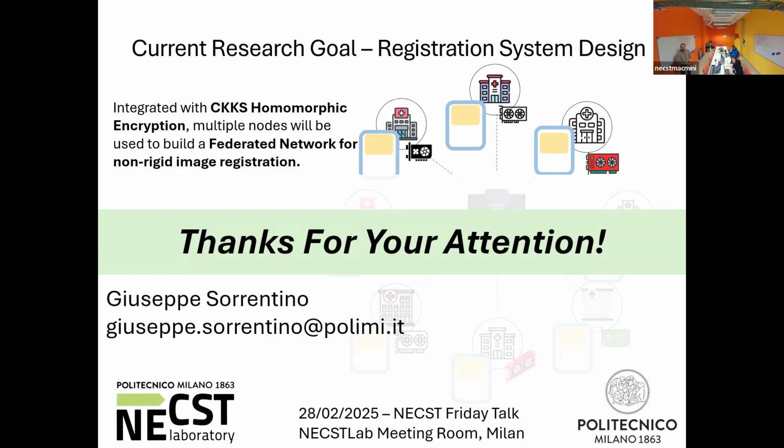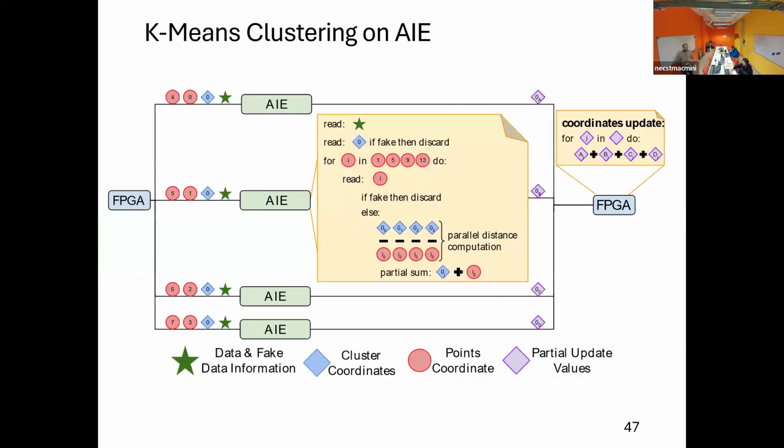In the meantime, I was just wondering whether you have thought or you know what can be the role of the FPGA in this whole context. Yes, thank you for the question. Actually, I have a slide for this, because during this year, we also explored different kinds of applications between FPGAs and GPUs.